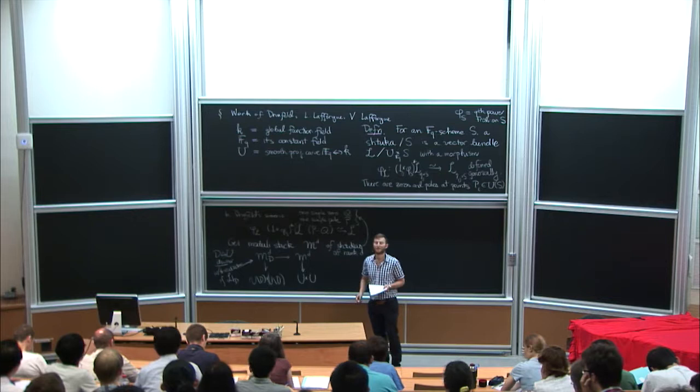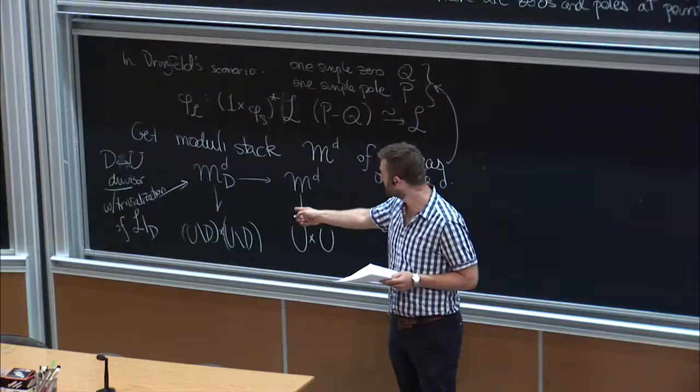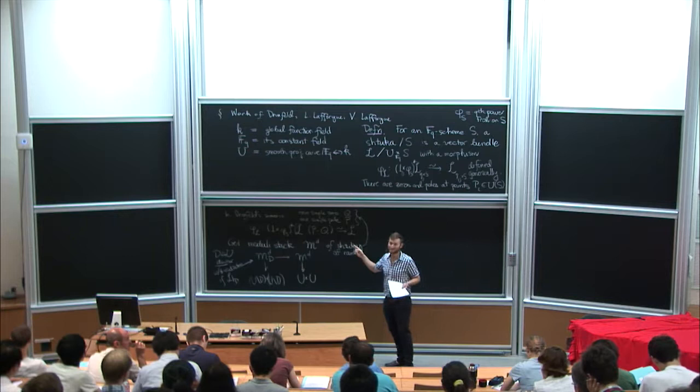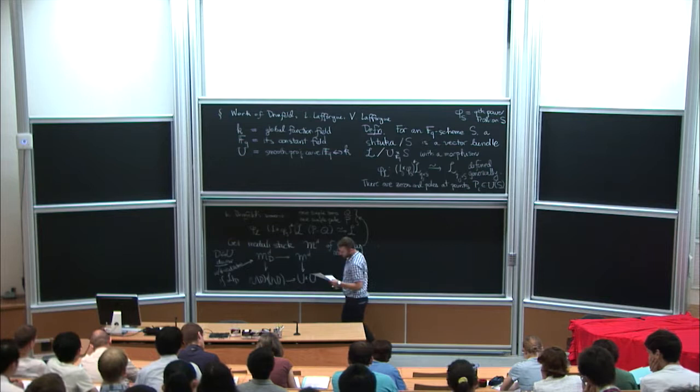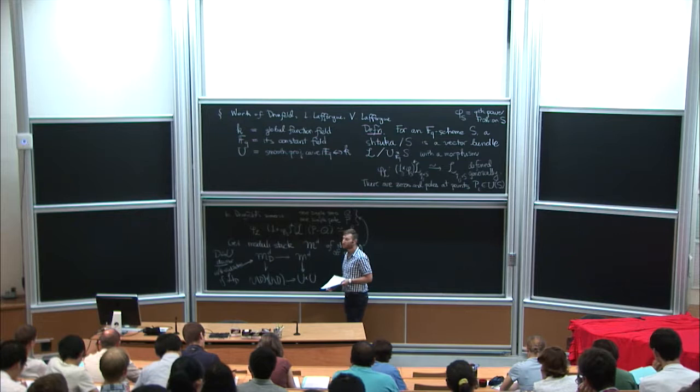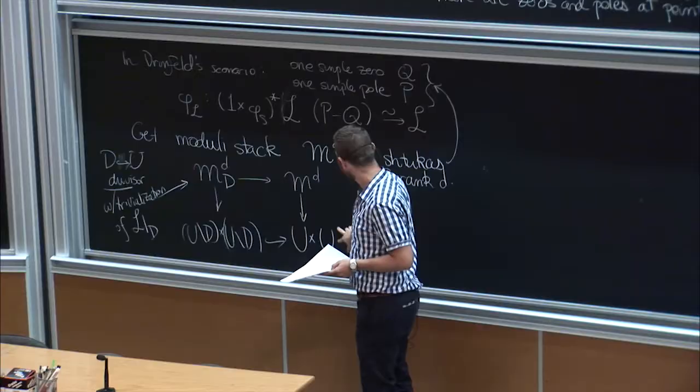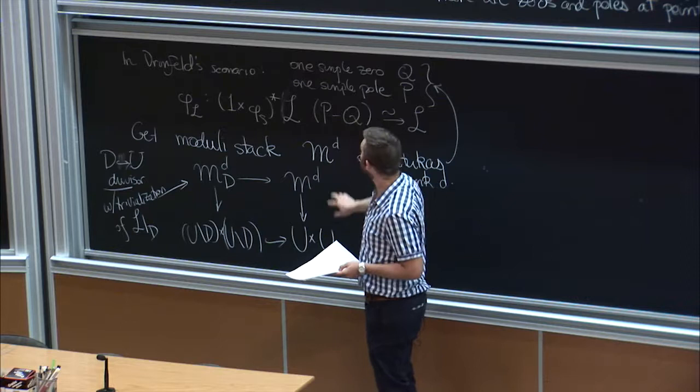The question was, doesn't the trivialization have to be compatible with the morphism phi L? The answer is yes, it does, but I did not write it. All right, so as in the case of Shimura varieties in characteristic zero, we want to create Galois representations. So we look at the cohomology of these spaces. This is fibered over U cross U, so you would hope that you get a representation of the Galois group of K cross the Galois group of K. In the end, this is indeed what's going to happen.